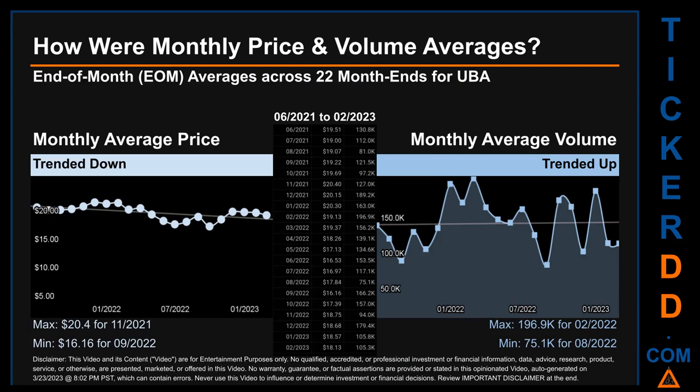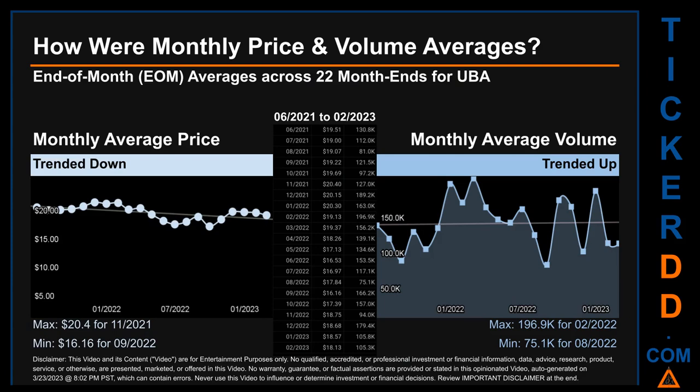How were price and volume averages for UBA? Across 448 trading days, there were a total of 22 month ends, of which monthly averages for daily price and volume were calculated. Overall, monthly price average trended down while monthly volume average trended up.